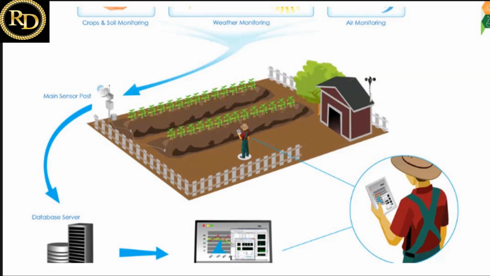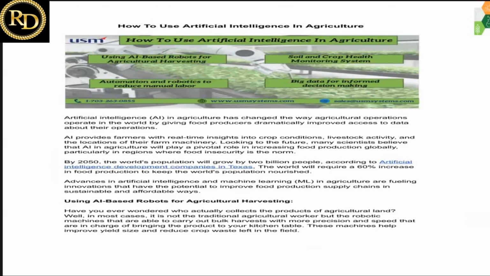Next slide. Yes, see, artificial intelligence. How can we use artificial intelligence in agriculture? These are the important things: maybe robots, or maybe sensors and big data. This is very important compared to all these other things. This is what is lacking in agriculture.